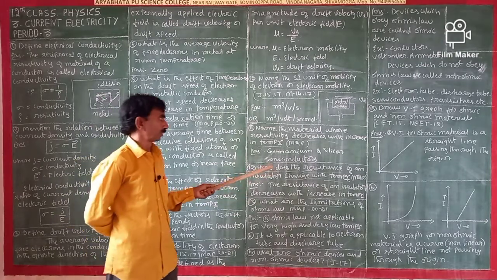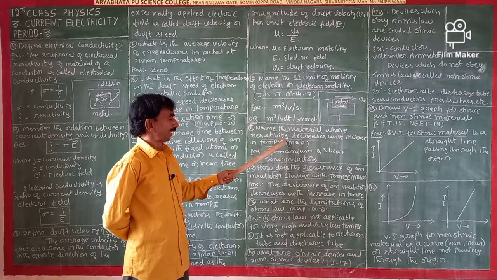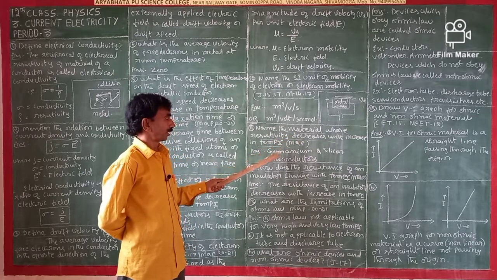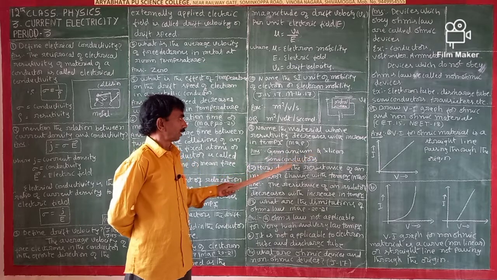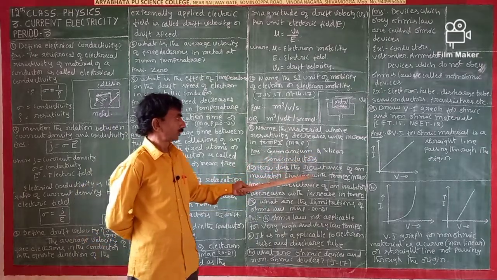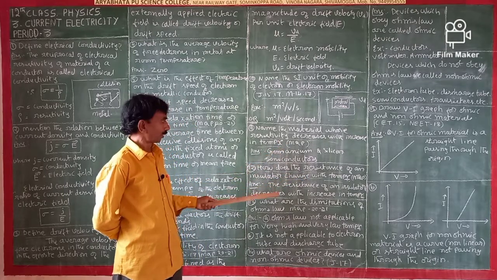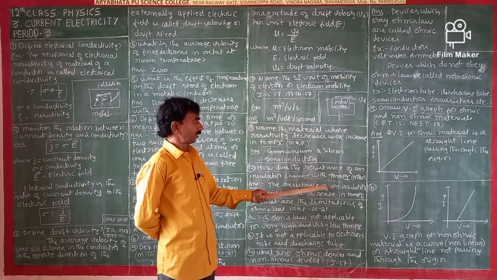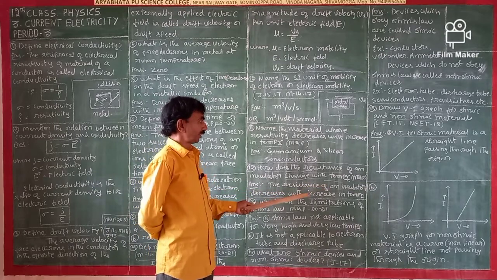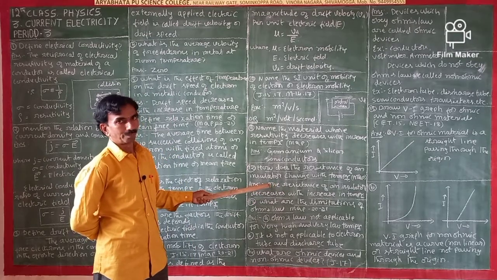Name the material whose resistivity decreases with increase in temperature. Germanium, silicon and semiconductors. How does the resistance of an insulator change with temperature? That is what I am explaining. The resistance of an insulator decreases with increase in temperature. I am explaining this with the example of a burglar alarm.